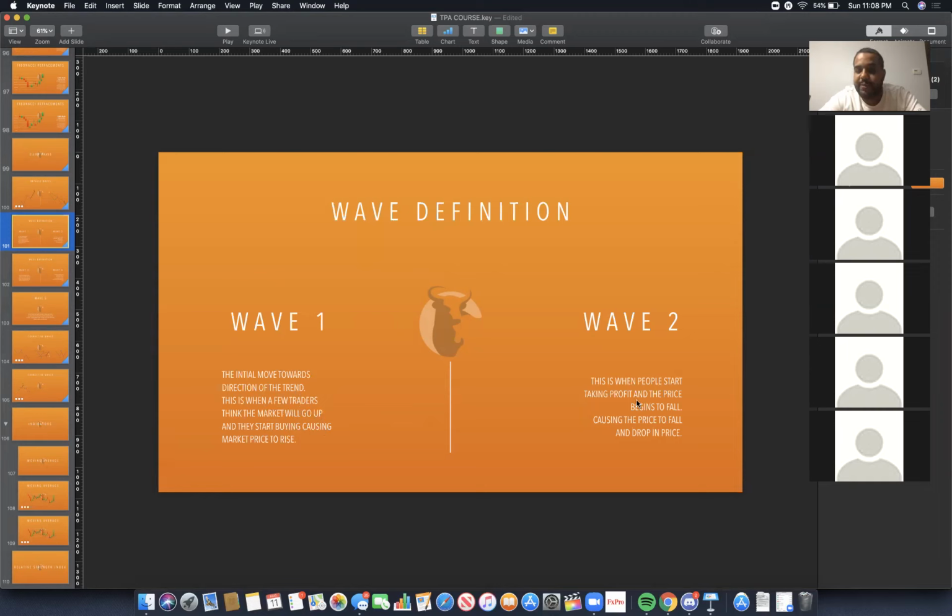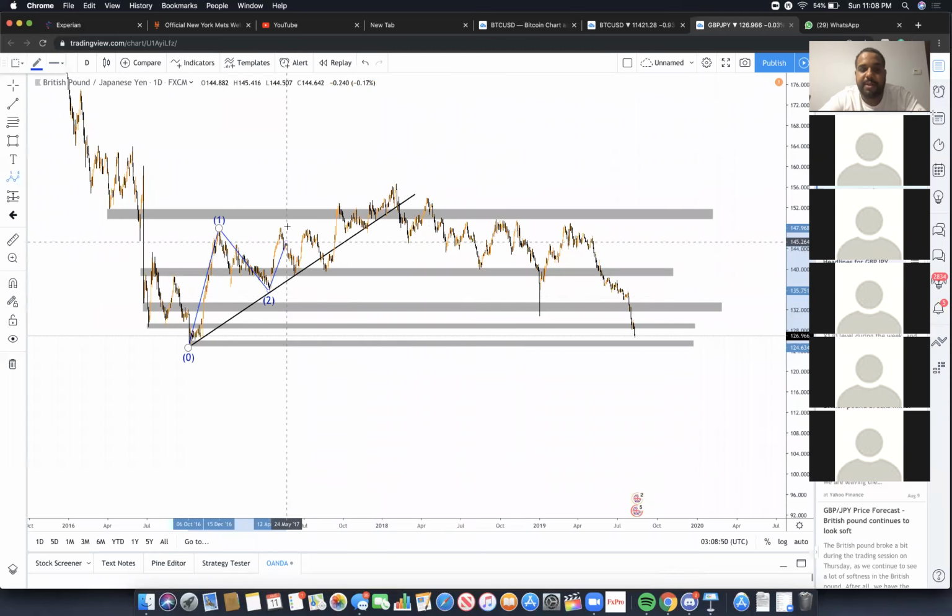The second wave, this is when people start to take profit. Why? It's the retest of the breakout. They want to make sure that the market doesn't continue going down. So then we have, after the breakout and the retest, right? Then we have the next move to the upside, which is the third wave.